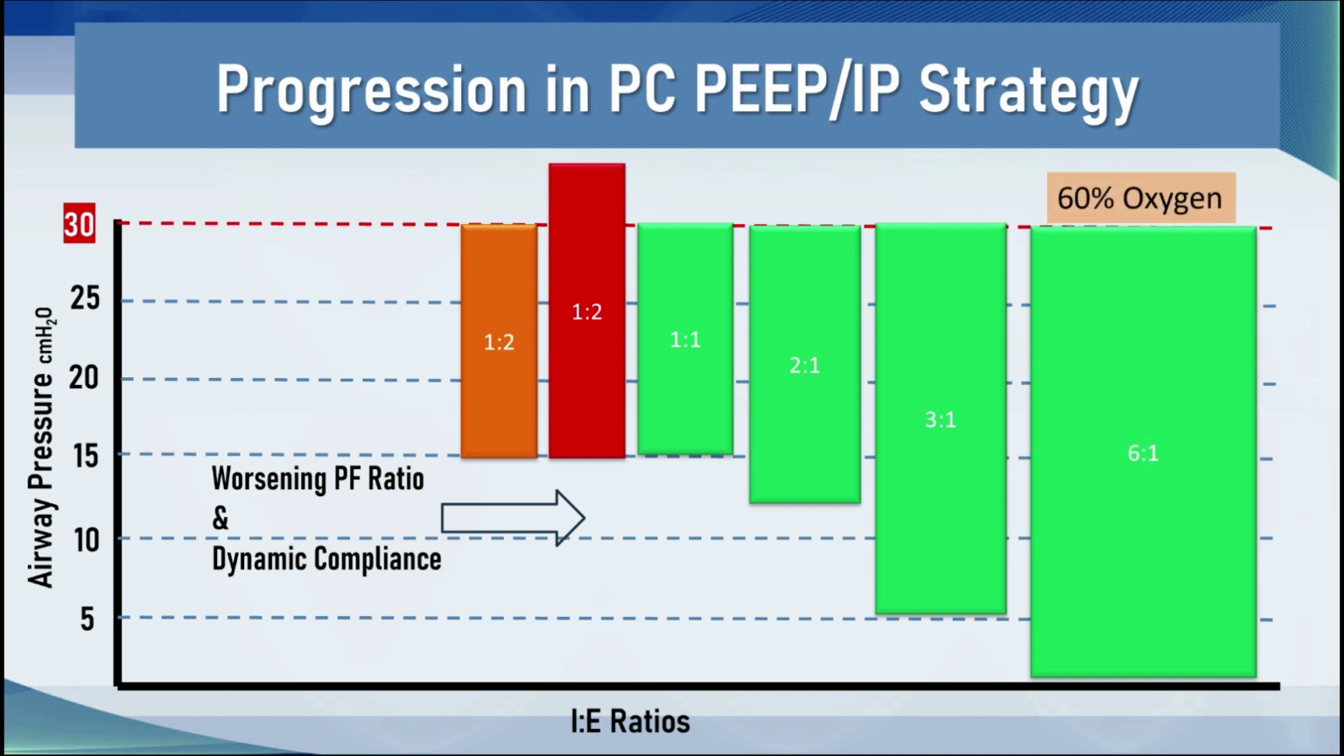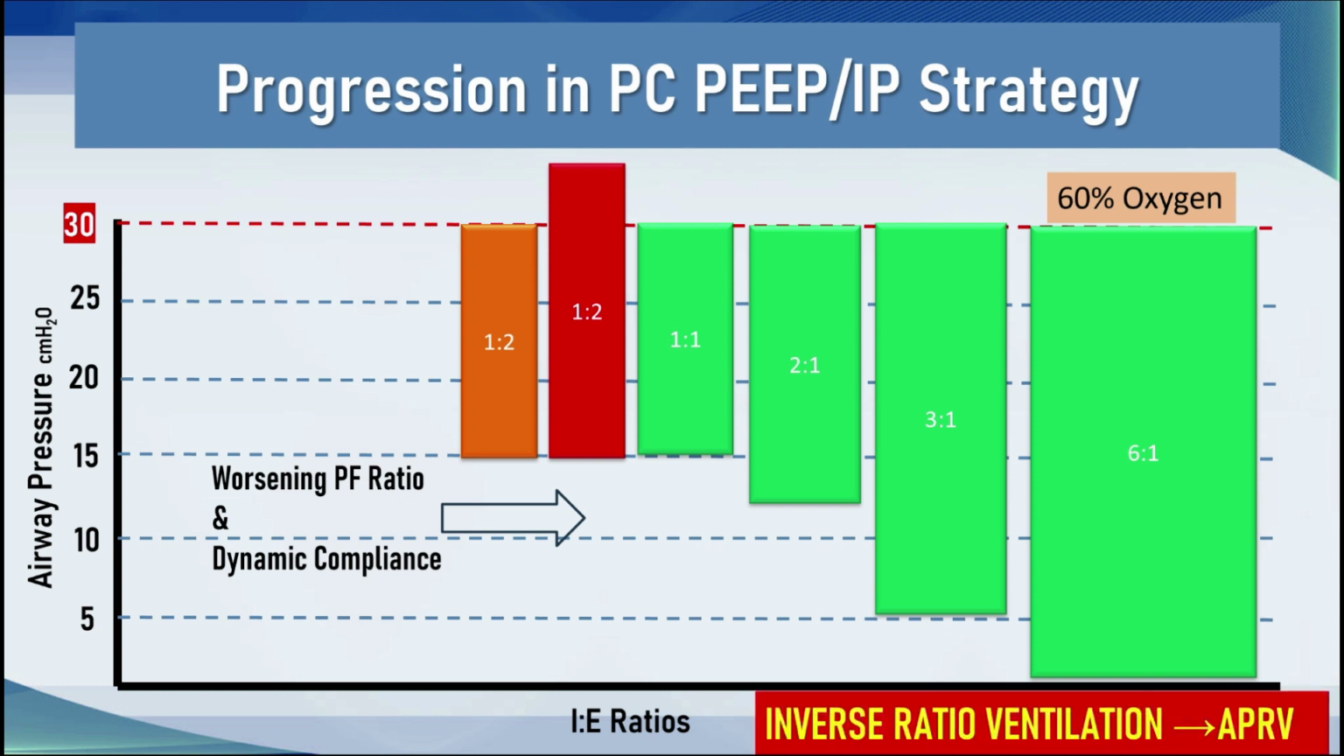This is severe inverse ratio ventilation, sometimes known as airway pressure release ventilation. And now we're down to 60% oxygen. And this is a good strategy for using. You use a slow respiratory rate, a long inspiratory time, and the patients oxygenate very well.